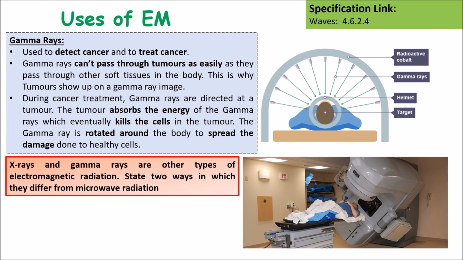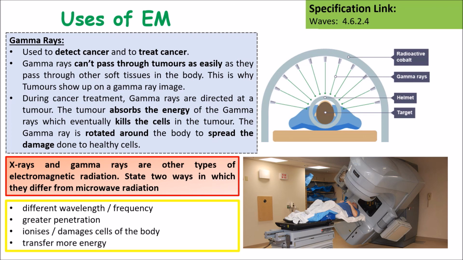So X-rays and gamma rays are other types of EM radiation. State two ways in which they differ from microwave radiation. They have different wavelengths or frequency. They have a greater penetration. They can cause great levels of ionization in body cells, and they transfer more energy.